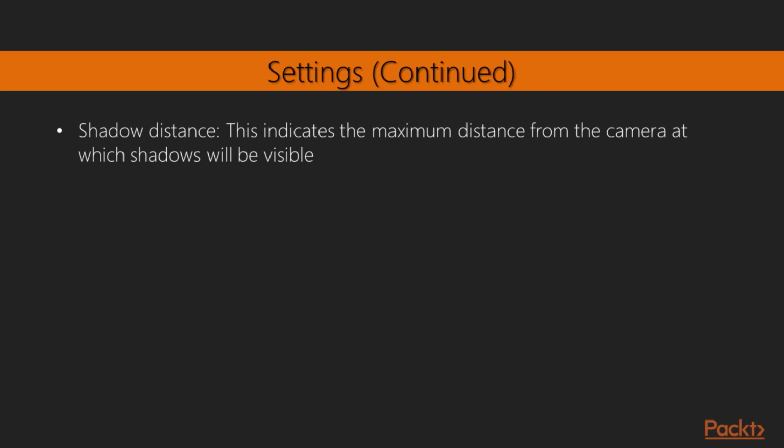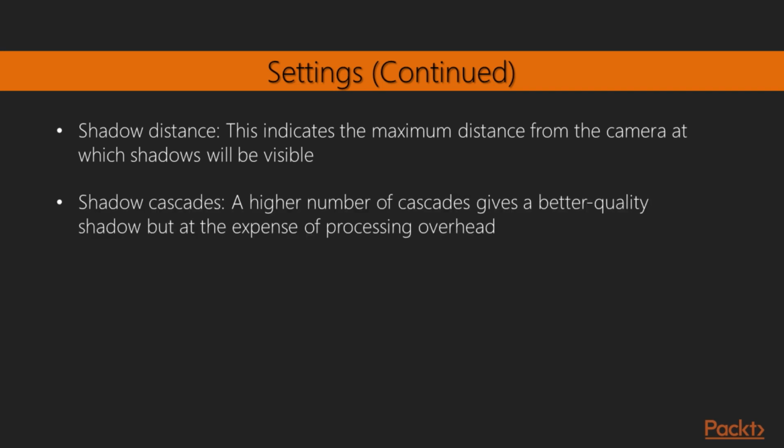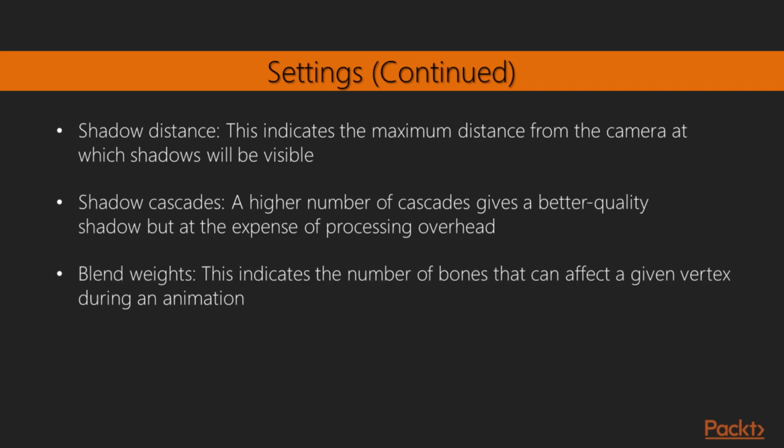Shadows that fall beyond this distance will not be rendered. Shadow cascades. A higher number of cascades gives a better quality shadow, but at the expense of processing overhead. The options for this are 0, 2, and 4. You can also set how the cascades are being split. Blend weights. This indicates the number of bones that can affect a given vertex during an animation. The available options are 1, 2, or 4 bones.